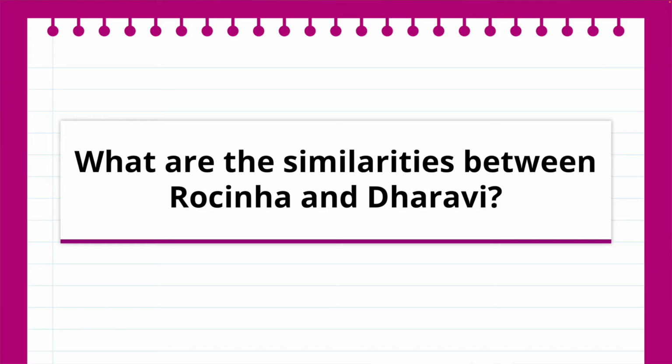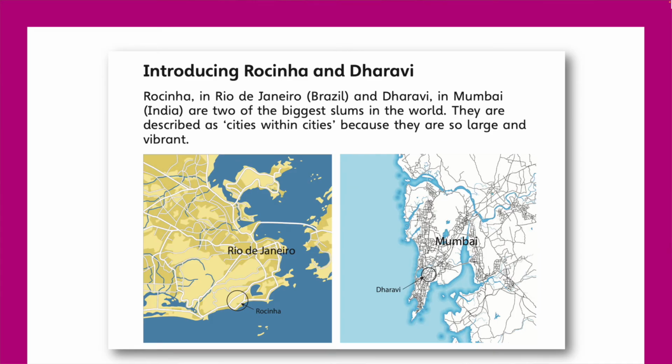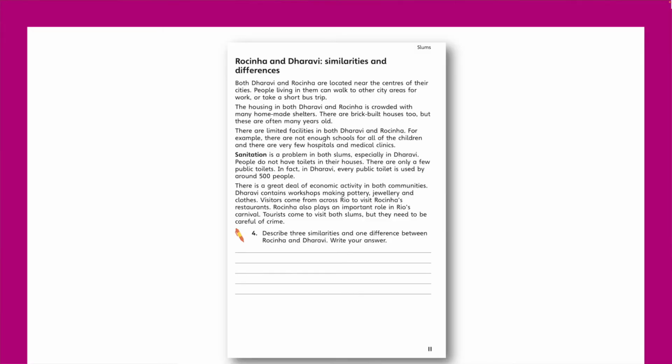Lesson 2 asks, what are the similarities between Rocinha and Dharavi? Pupils will be introduced to 2 of the largest slums in the world, Rocinha in Brazil and Dharavi in India. Pupils will compare the conditions in each, such as a lack of facilities and poor sanitation.